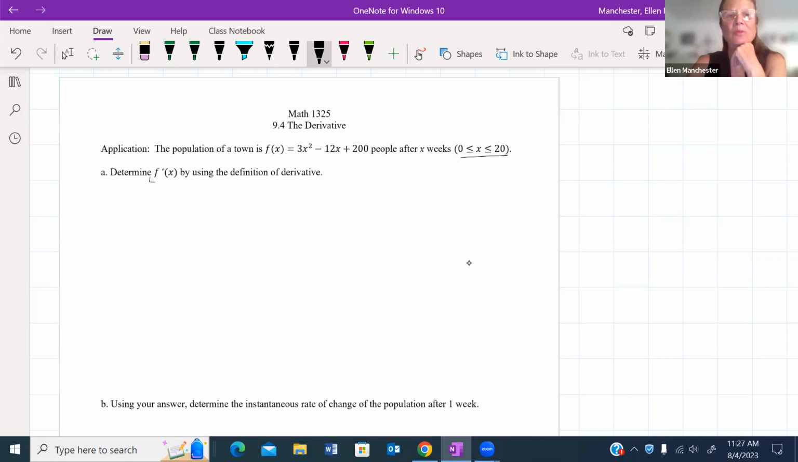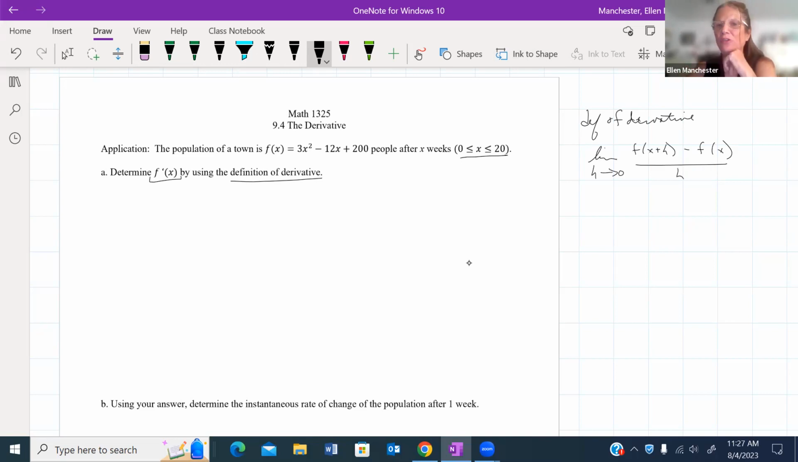This is saying determine the derivative. That's what that f prime of x means, using the definition of a derivative. So you're going to get real comfortable with this f prime. You're going to see it over and over and over again. So just know that f prime just means derivative. So the definition of the derivative is, we'll just write it here so you don't have to go back. Sorry, my writing is so bad. The definition of a derivative is the limit as h goes to 0 of the difference quotient.